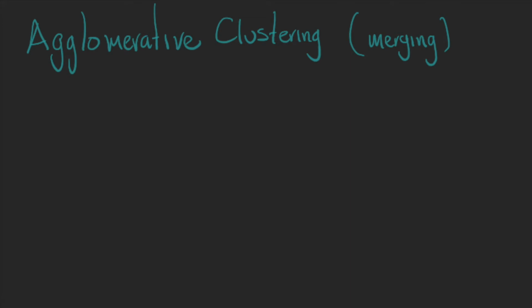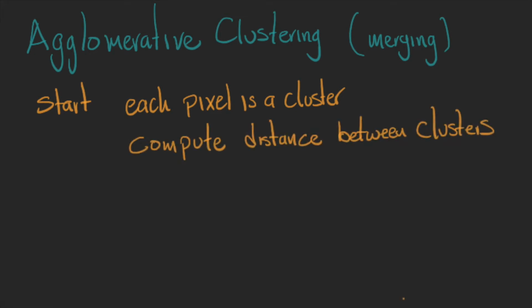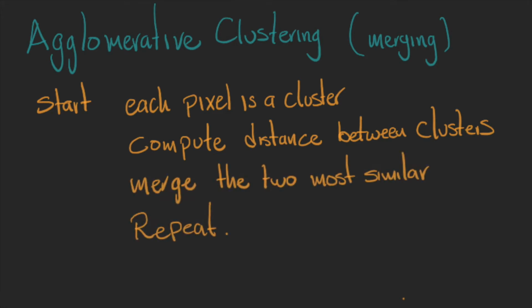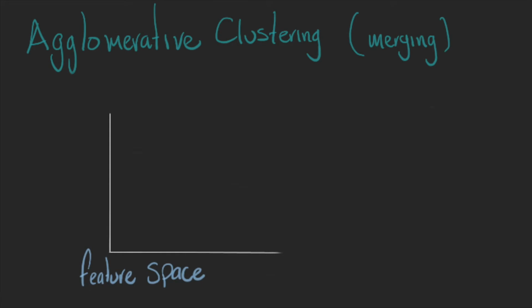So let's start with one really basic, the agglomerative clustering, or clustering by merging. In this method, we will start by making each pixel its own cluster. Then we will merge the two clusters with the smaller intercluster distance. And we will repeat this until the segmentation is satisfactory. Let's see an example in 2 dimensions.